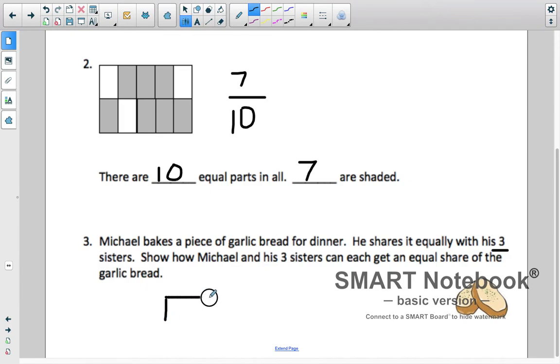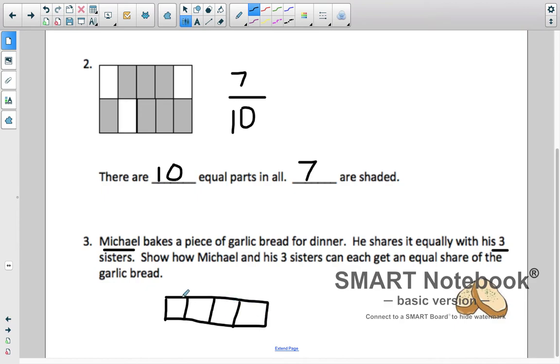So I'm going to draw my piece of garlic bread. And how many pieces are they sharing the garlic bread into? So who's going to get the garlic bread? We have Michael and his 3 sisters. So 1 plus 3 equals 4. So I need to make sure that they have 4 pieces all together. 1, 2, 3, 4. And I tried to split my garlic bread as evenly as I could because remember the pieces have to be equal.